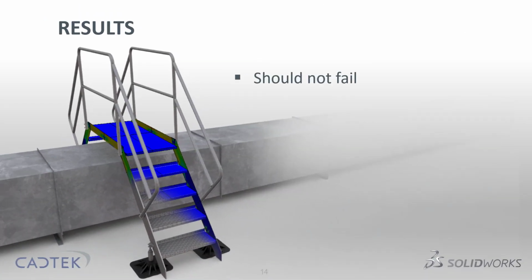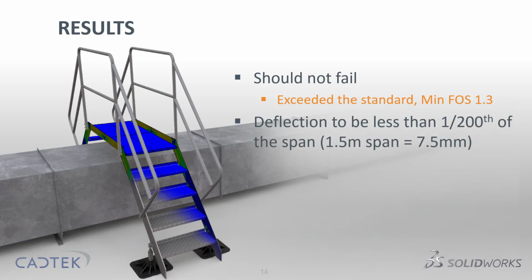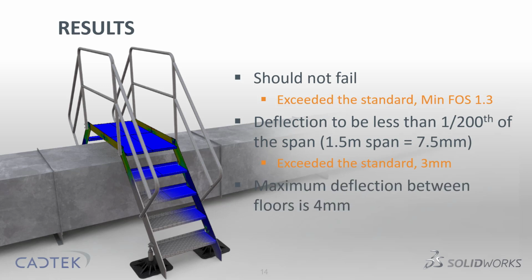So does our design come up to standard? Well, the first thing was it should not fail. Well, we exceeded that one thankfully with a minimum factor of safety of 1.3. I suppose the next thing was the deflection. Well, we needed to be inside 7.5 mil, and we were, because we only had 3 mil deflection. And that also meant that we exceeded the actual standard as well for a minimum displacement between plates.